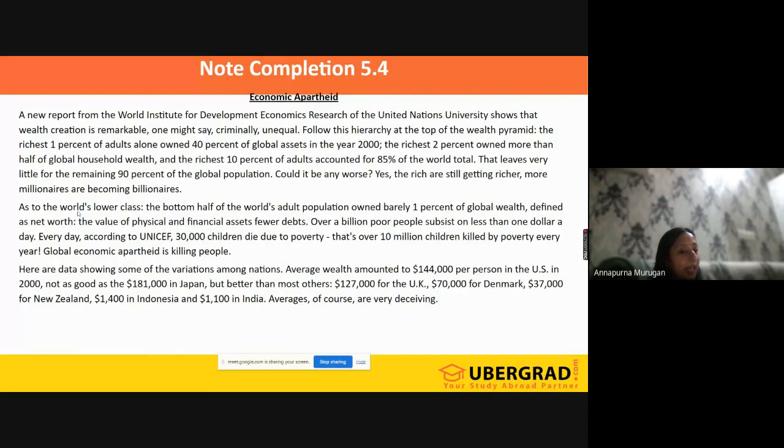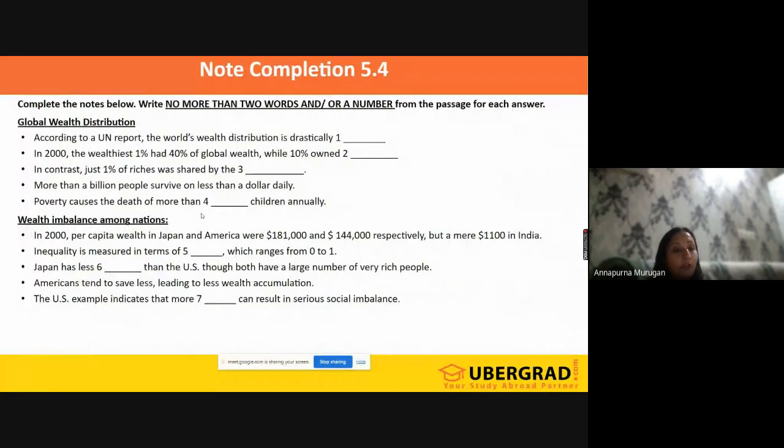Isn't it? Now, as to the world's lower class, the bottom half of the world's adult population owned barely 1% of global wealth. So now if you see here, in contrast, just 1% of riches was shared by whom? In the lower class, the bottom half. So it should be bottom half. Swara and Vinay are doing correct.